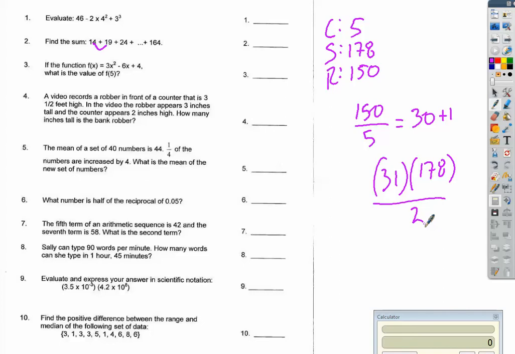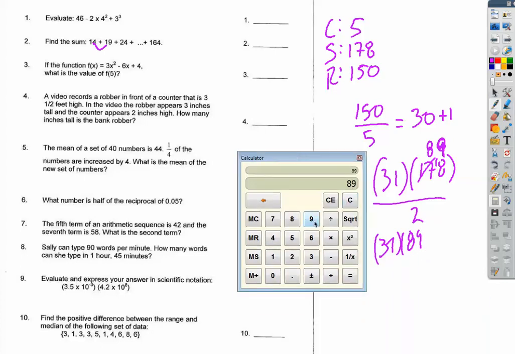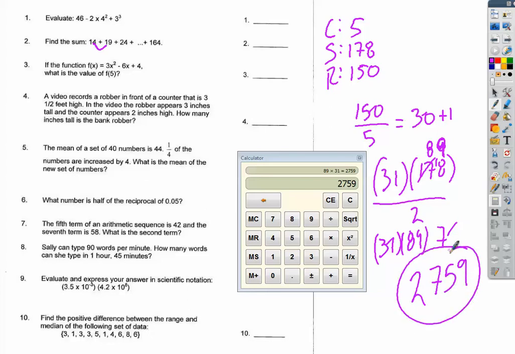Well, it goes in 89 times, thank you. And so we have 31 times 89. Now, obviously, you're not allowed to use a calculator, but in the interest of time, we have 89 times 31. So we get 2,759, which is the correct answer. Number 3.